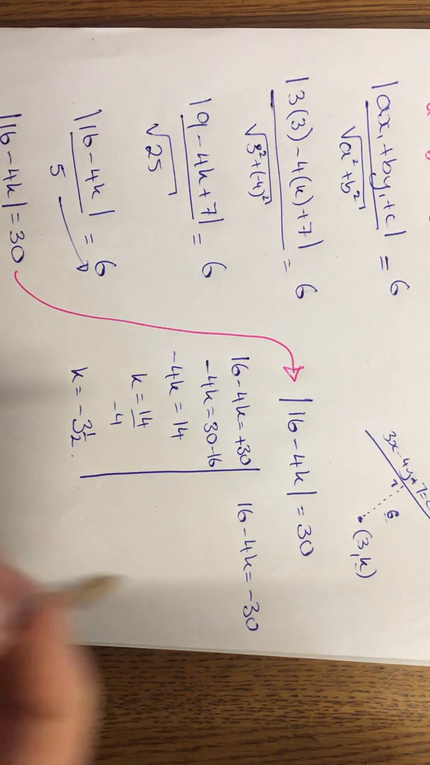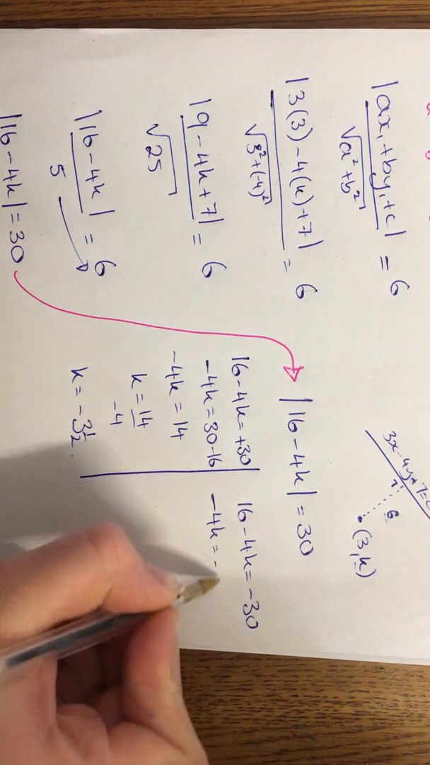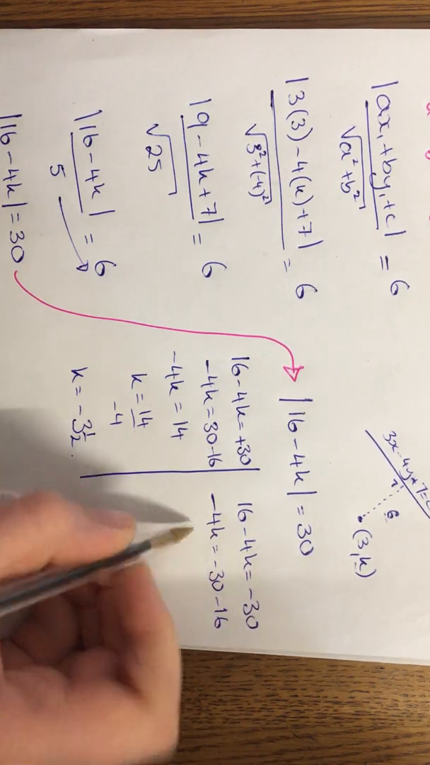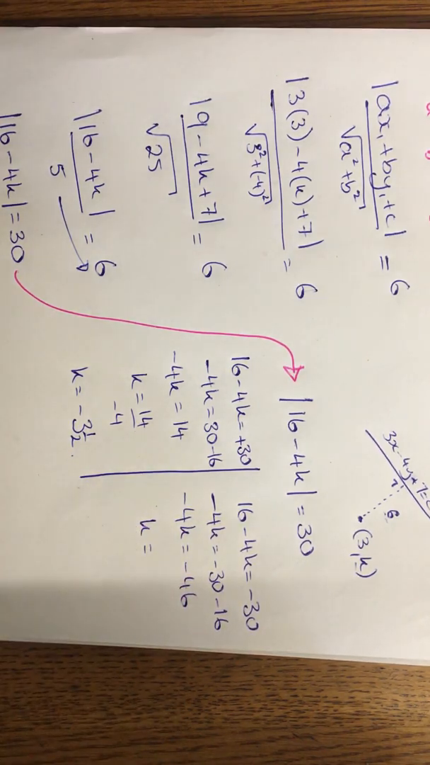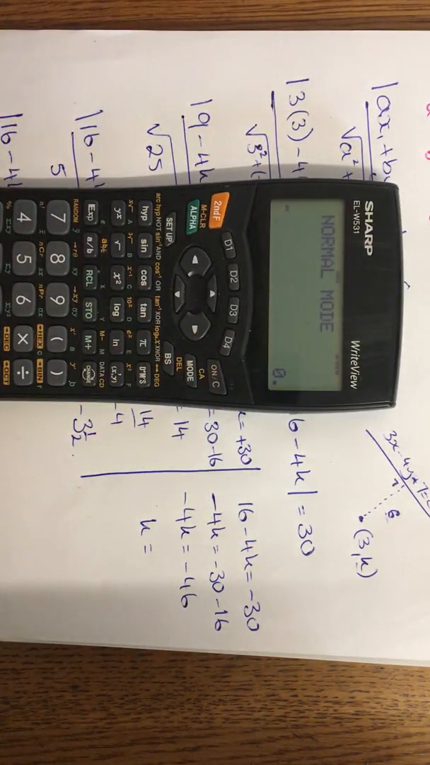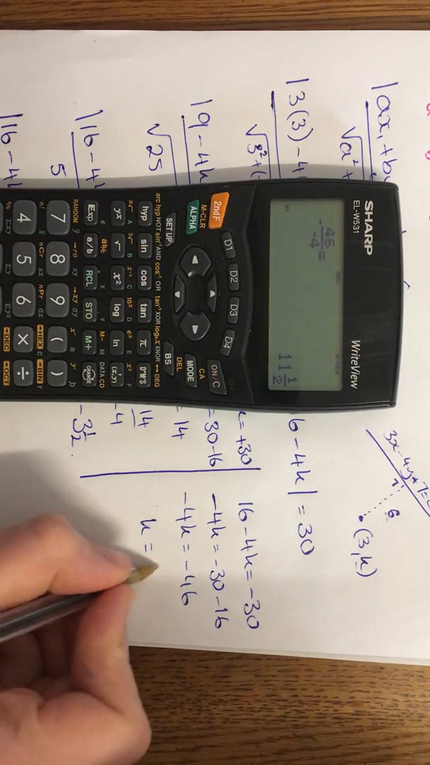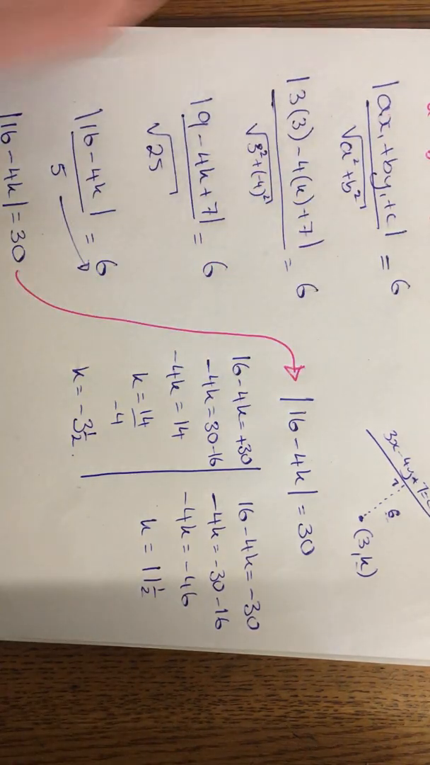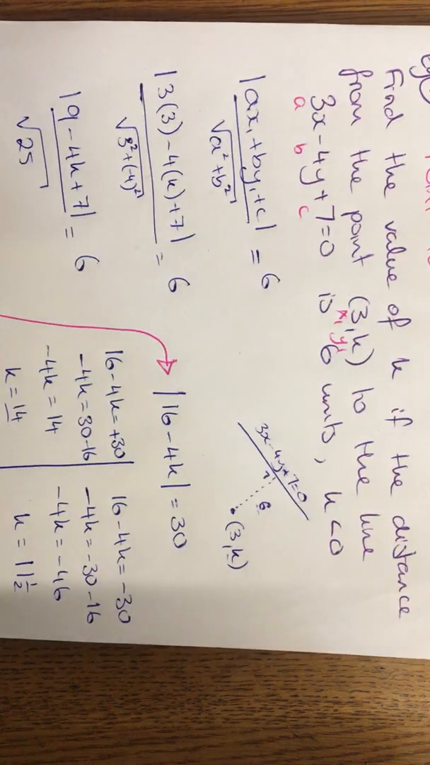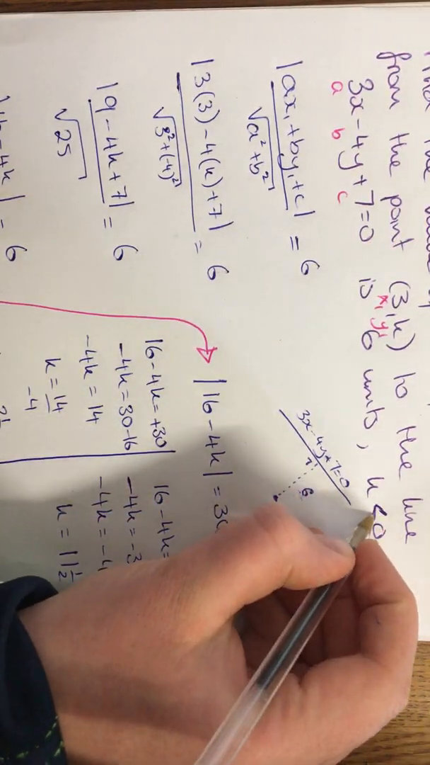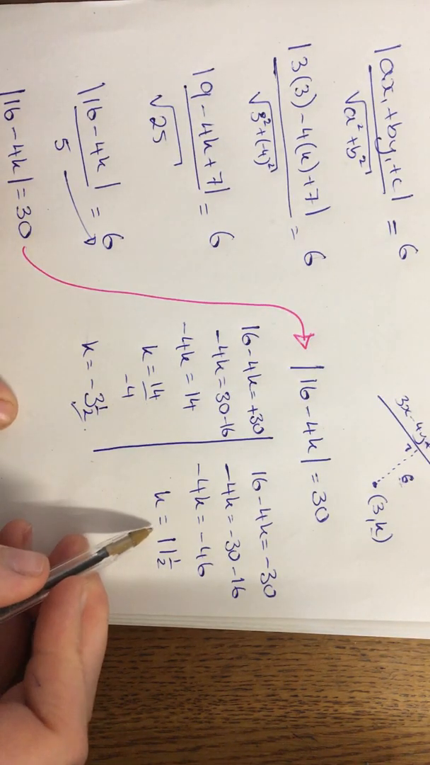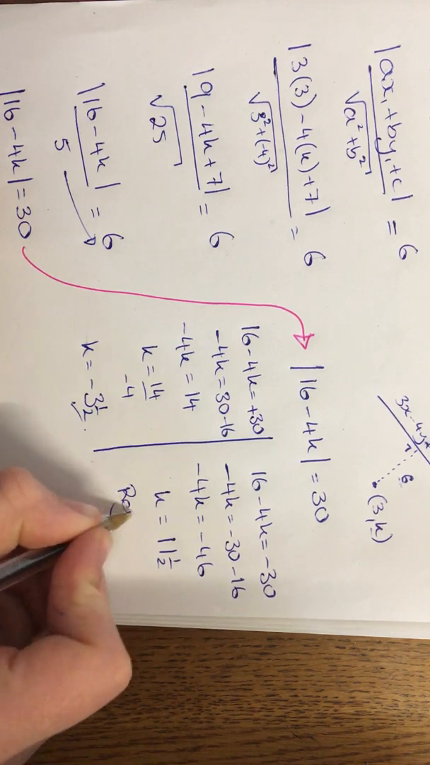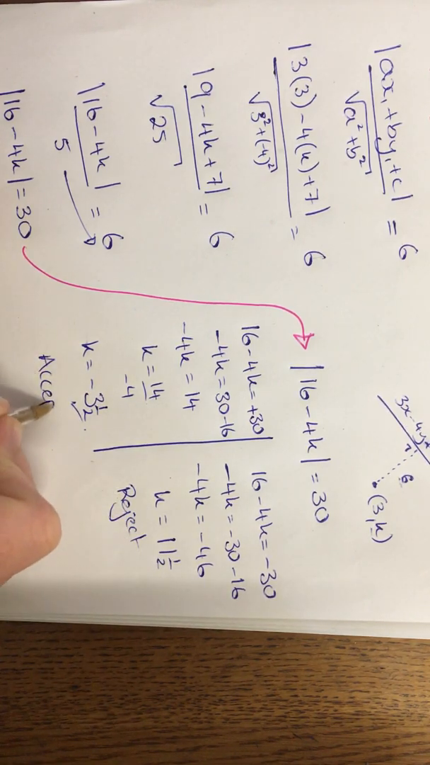So that's one of the answers. Solve the other one. Minus 4k is equal to minus 30 minus 16, minus 4k is equal to minus 46, so k is equal to minus 46 over minus 4, which is 11.5. So you have your two values there. However, go back and look at the question. It says k is less than 0. So let me check my two answers. This one is less than 0, so that's fine. How about this one? No, so I reject that one and accept this one. Okay, so that's the first example. On to the next one.